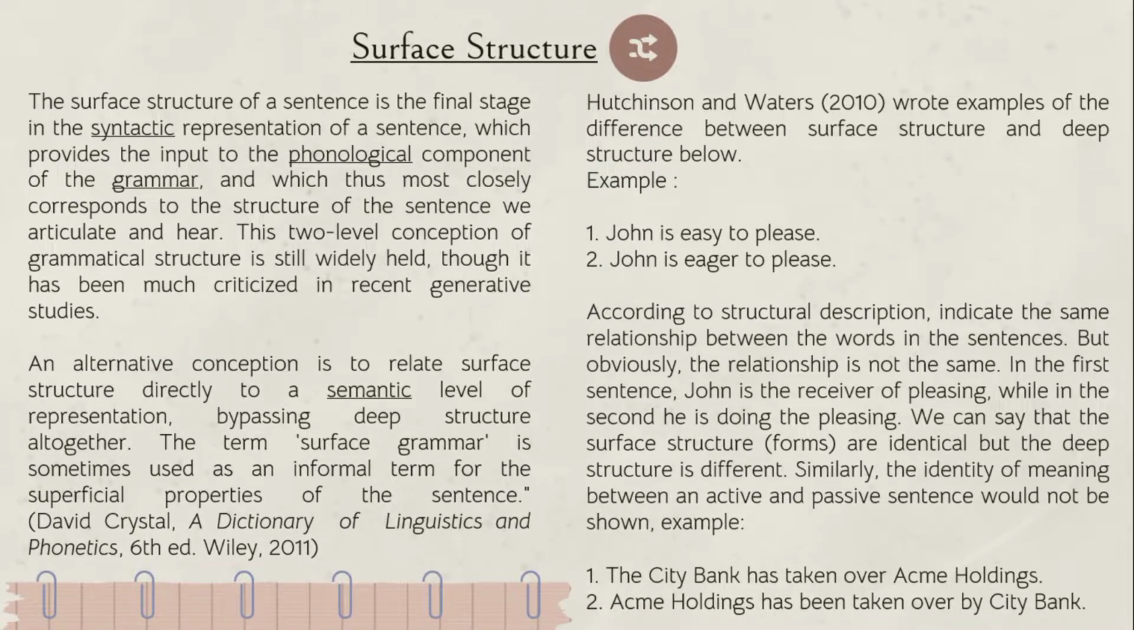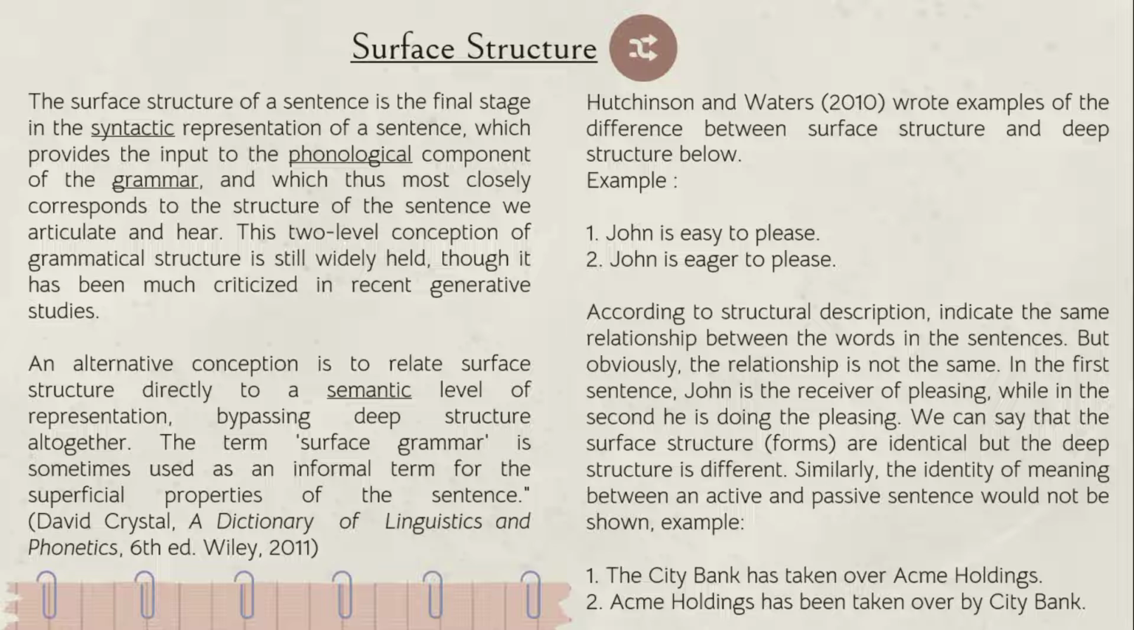The second level is the surface structure, which is how the sentence is actually represented. It is what is pronounced and heard. Surface structure is the expression of thoughts, which is also called performance. Hutchinson and Waters in 2010 wrote an example of the difference between surface structure and deep structure below. Example 1. John is easy to please. 2. John is eager to please.